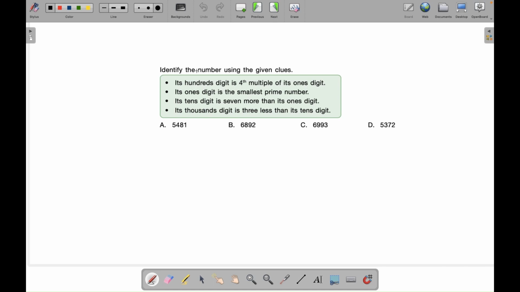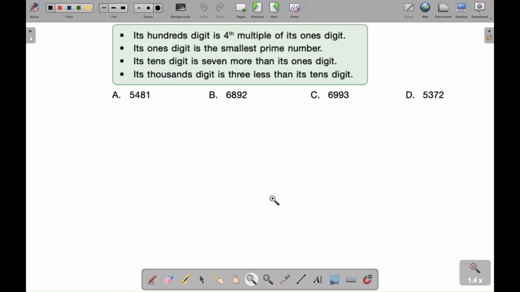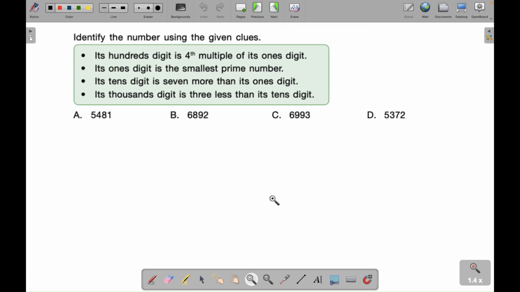So now we'll start solving some previous year questions on factors and multiples because we have studied all the concepts in great detail, right? So we should be in a good position to answer all the questions, or at least know the concepts behind each of the questions. The first question says, identify the number using the given clues.